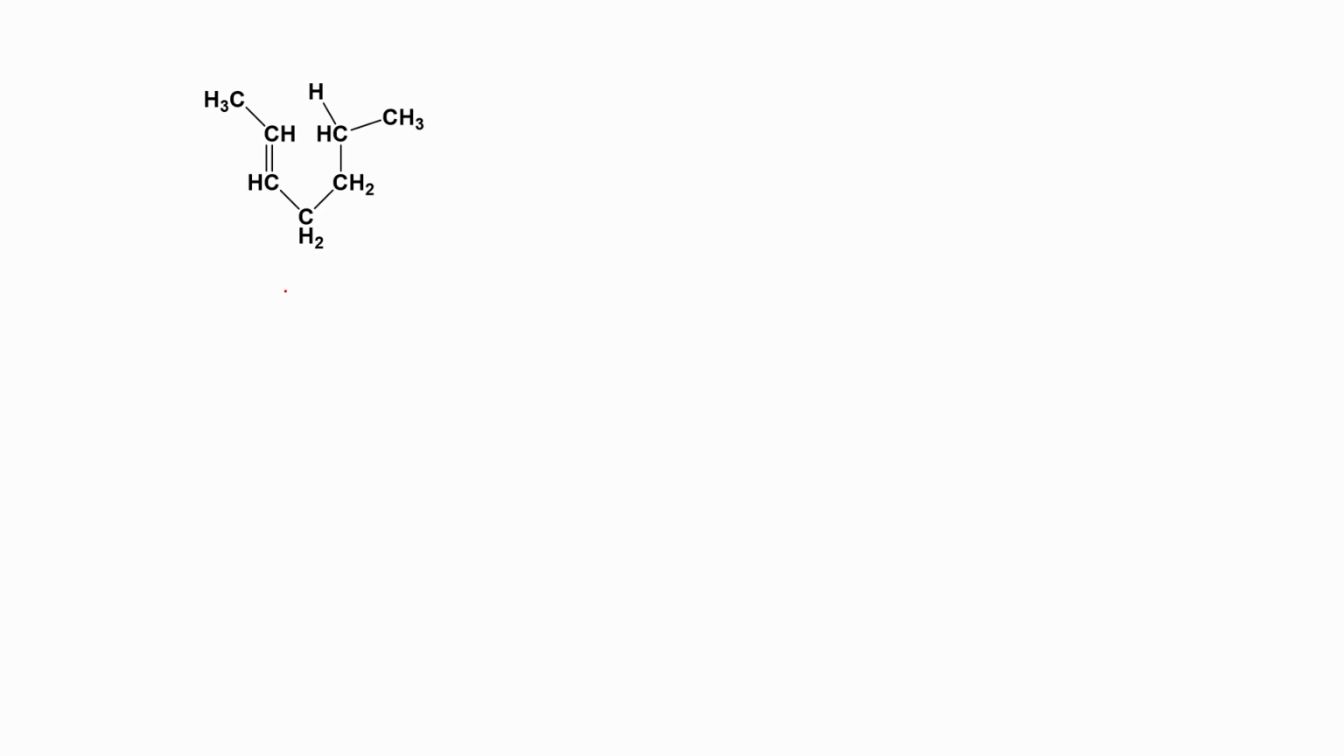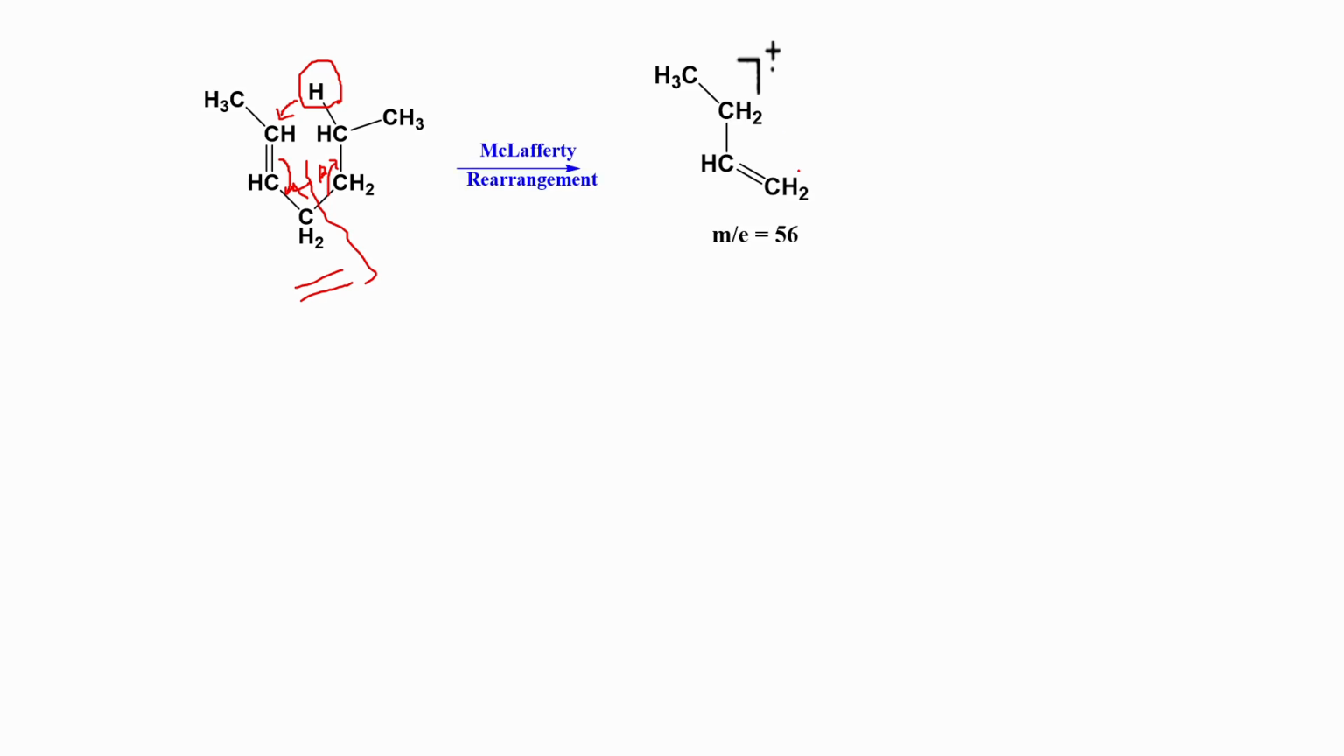The first is an alkene having a gamma hydrogen atom. For example, it is alpha and it is beta. Then you can see it is the gamma hydrogen. This gamma hydrogen is abstracted by this unsaturated carbon atom, thereby the bond shifts here. Also the beta bond is cleaved to form an alkene. A neutral alkene molecule is eliminated. Thereby we will get the McLafferty rearranged ion.